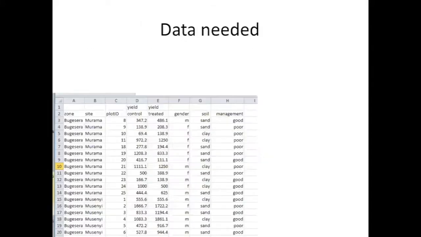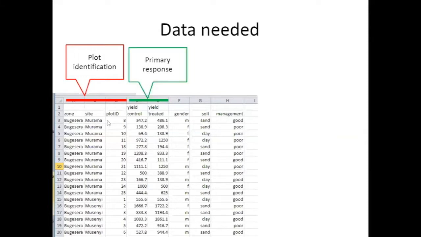So if we think about the data needed, the data sheet for that trial I've just shown you looks something like this. There's a row for each farmer. Altogether there are 70 rows there. I've only put some of them there. The first few columns are the plot identification. It tells us which plot is which and where it is. These two columns here are the primary response. That is the yield, in this case for the control and the treated plots.